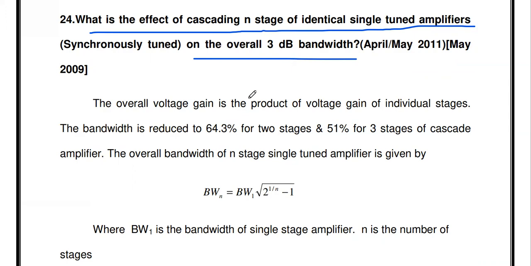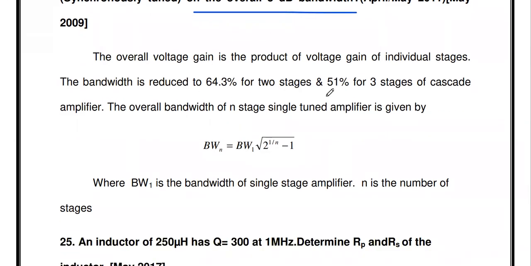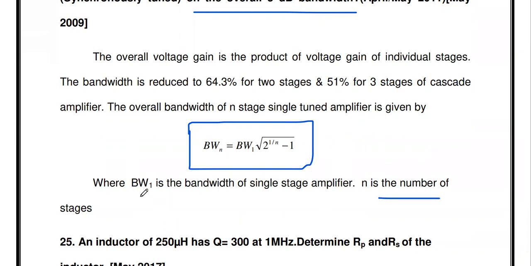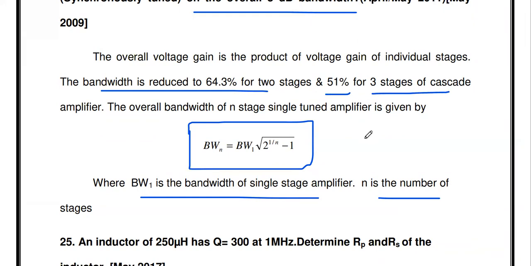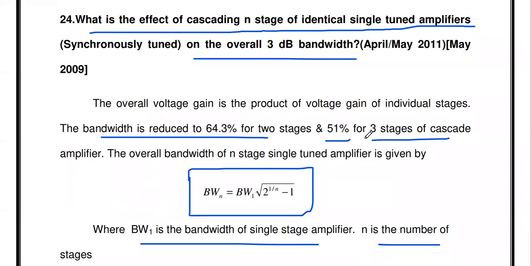If n number of single tuned amplifiers are connected in cascade, the bandwidth reduces. The formula is: bandwidth of n stages equals bandwidth of one stage into square root of 2 to the power 1 by n minus 1, where n is the number of stages and BW1 is the bandwidth of a single stage. If two such stages are connected, the bandwidth is reduced to 64%. If 3 stages are connected, the bandwidth is reduced to 51%. So if you cascade more stages, the bandwidth is reduced by some amount.